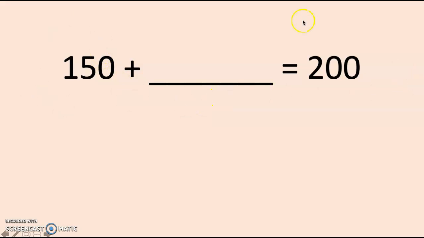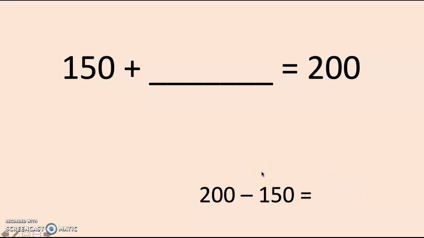So now we have an example of a number sentence here, but it needs to be completed. So that is our job. That's what we want to do. Now, in order to figure this out, we're thinking, how much more value do I need in order to get to 200? Or you can think of it as 200 subtracted by 150 equals what number?